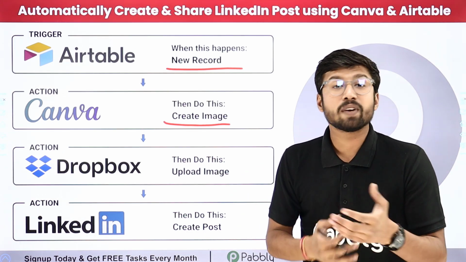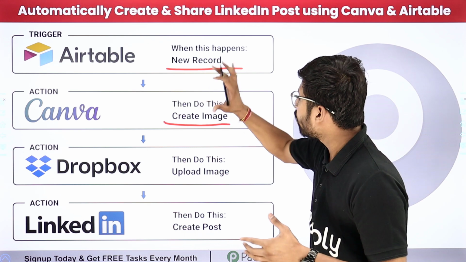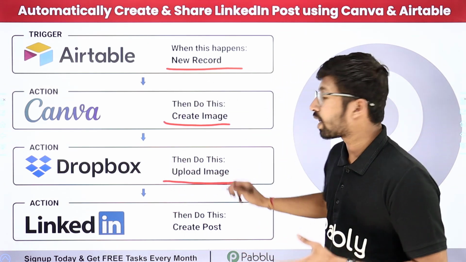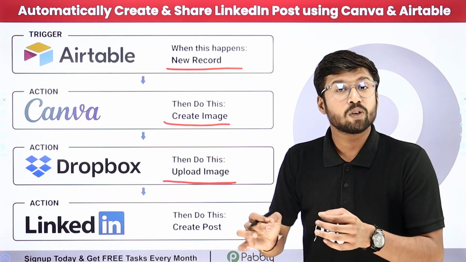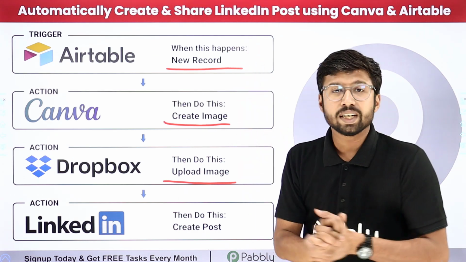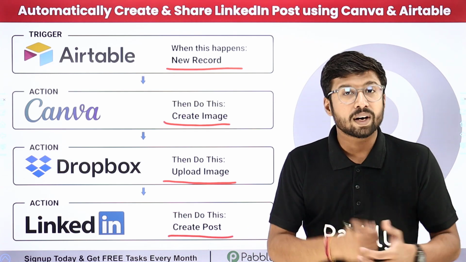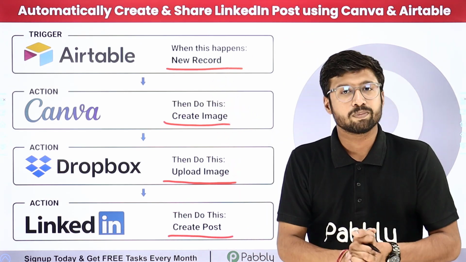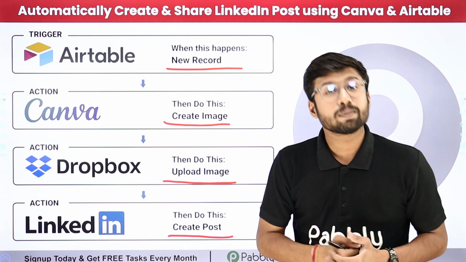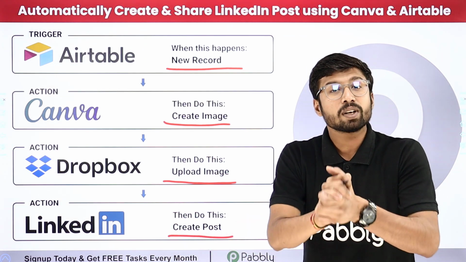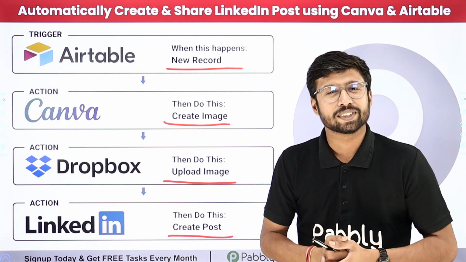After creating the new graphic image post using Canva, we are going to save the same post in our Dropbox account, and on the same date and time of the published date which we have entered in Airtable, we are going to create the post in our LinkedIn profile with all the details from Airtable. Now, if you want to learn how you can set up this automation all by yourself, for that you just have to come with me to my screen.